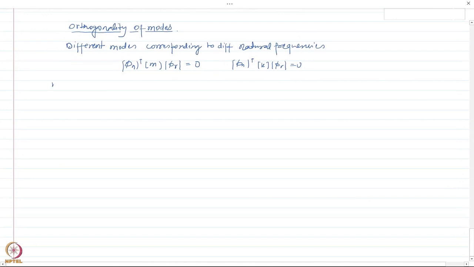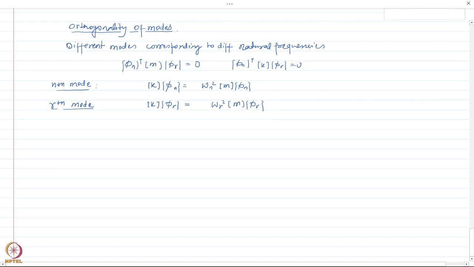Remember that for my nth mode, I can write my eigenvalue equation as k times phi n equal to omega n square times m times phi n. This is for the nth mode. Similarly, for the rth mode, which is a mode that is different from the nth mode, I can write down a similar equation: k times phi r is equal to omega r square m phi r. Not a matrix here, it is a vector.